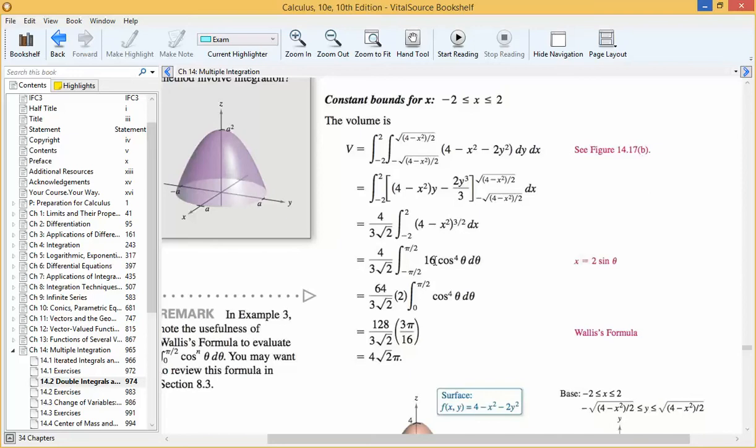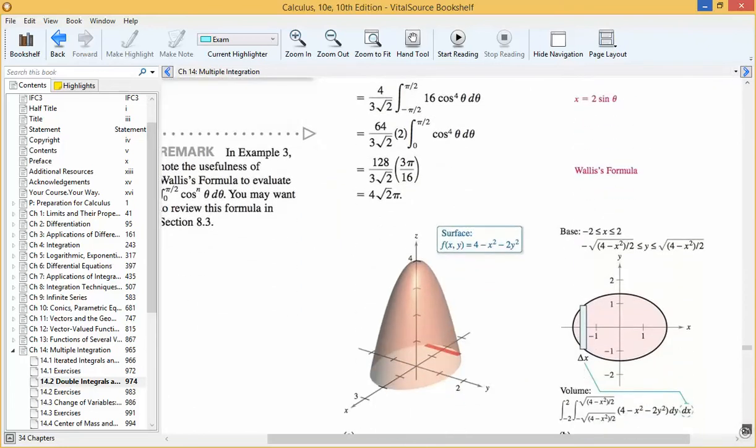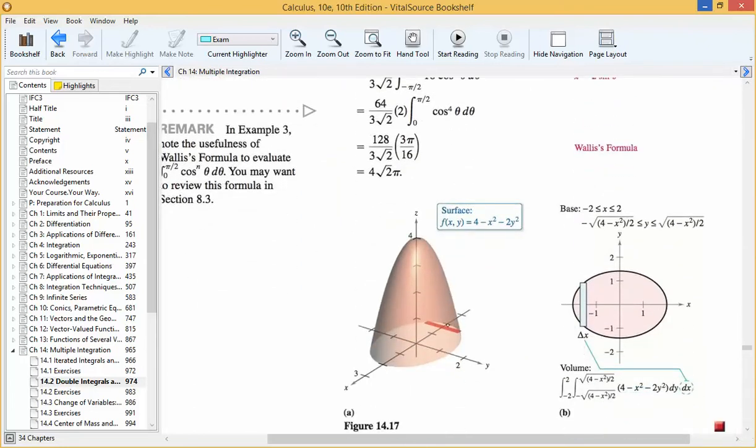And then they use symmetry. It looks like they use symmetry. From here, they then just integrated from 0 to pi over 2 since this figure is symmetrical. Well, here's the actual figure. Since it's symmetrical, they're integrating from here to there. Or actually, 0 is kind of hard to tell here.